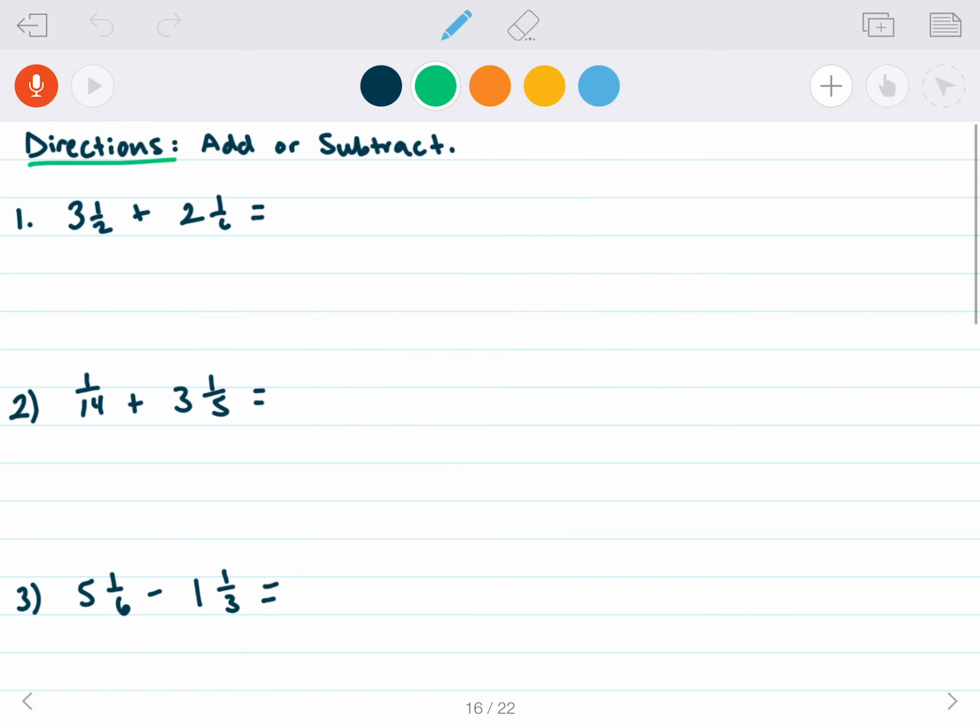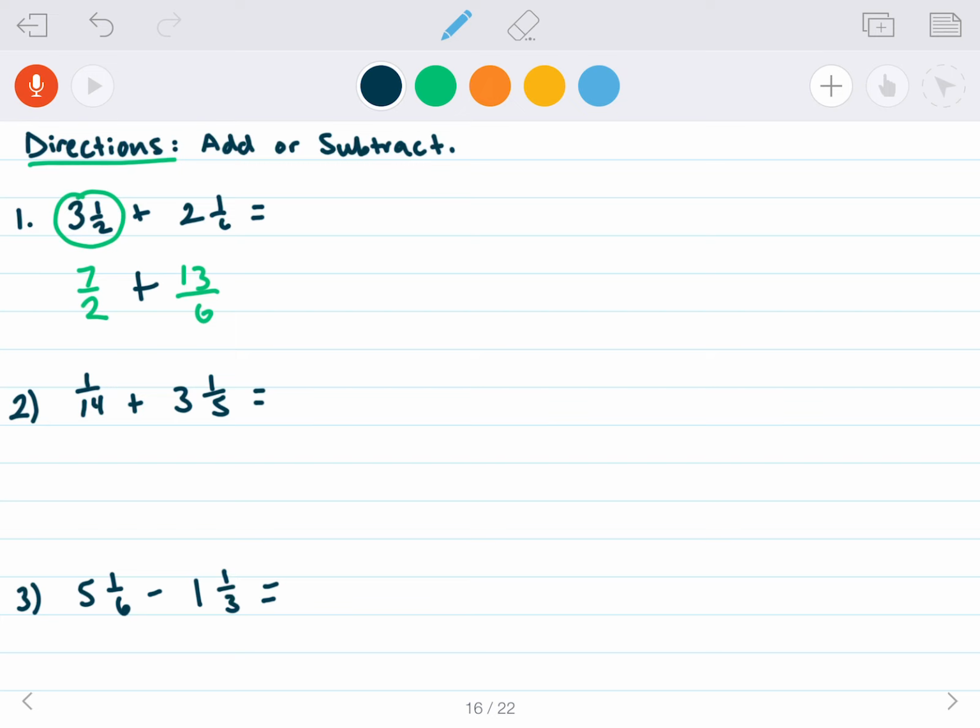All right. Now let's do some examples. So the easiest way I think to do these is to change to improper first and then to just find the equivalent fraction like we did before. So I'm going to first change this. 3 times 2 is 6 plus 1 is 7 over 2. So 3 and a half is the same thing as 7 halves. 2 and a 6th. 2 times 6 is 12 plus 1 is 13 over 6. So 2 and a 6th is 13/6.